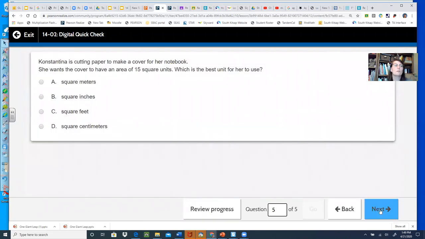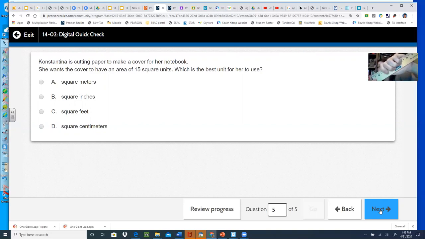And last one. Constantina is cutting paper to make a cover for her notebook. She wants the cover to have an area of 15 square units. Which is the best unit for her to use? So, first one talks about square meters. A meter is a little bit bigger than this yardstick. So would she use square meters? Okay. Now, then our next one is square inches.